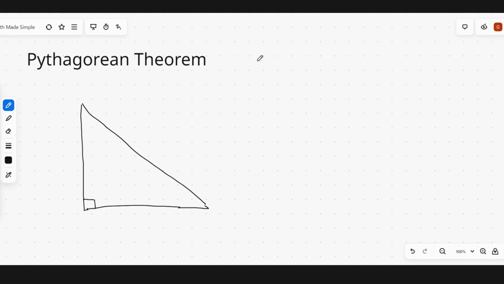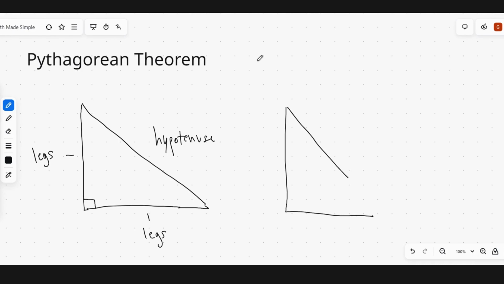In terms of naming the sides, the side length opposite this right angle is called the hypotenuse. And then both of these other two sides are called legs. These legs do not have to have the same length. Sometimes they do, but in most cases they do not. So in terms of the length of each of these sides, we're going to say that A and B are the two legs, and C is the hypotenuse. And these are side lengths, so they're going to be numbers.